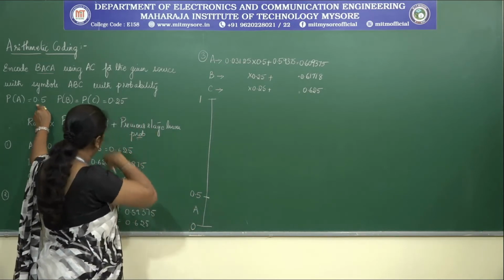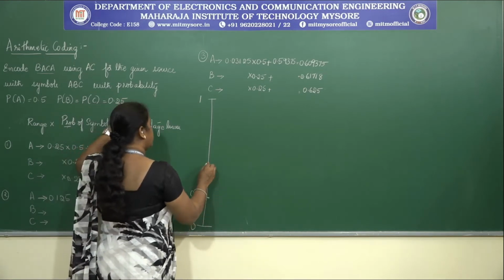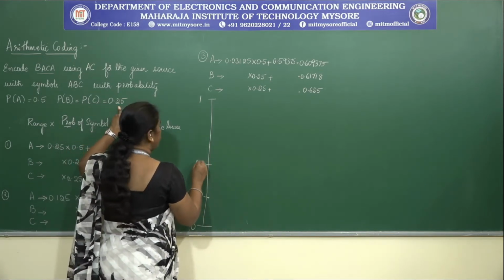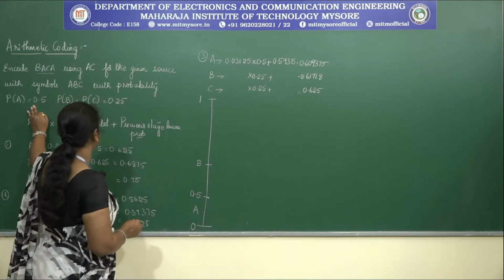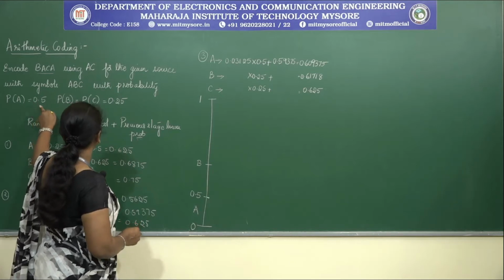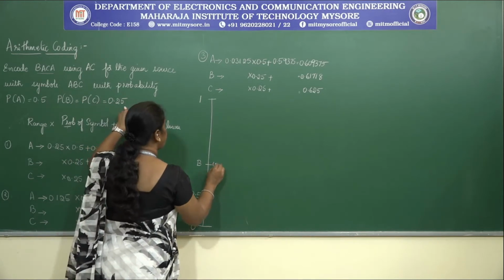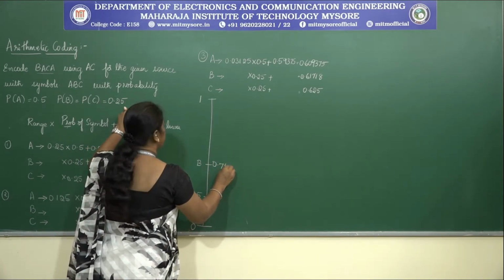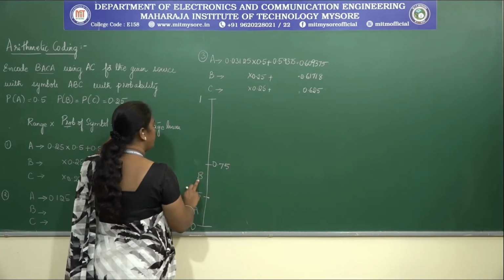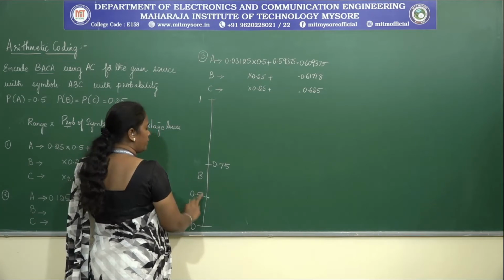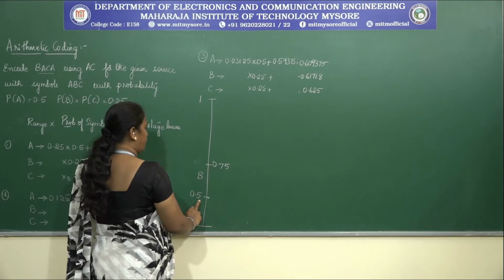Next we have P of B, which is 0.25. In order to find the range of B, you need to sum the probability with respect to the previous probability. That means P of A plus P of B, that is 0.5 plus 0.25, so it will be 0.75. This is the range of B. That means B varies from 0.5 to 0.75 and A varies from 0 to 0.5.